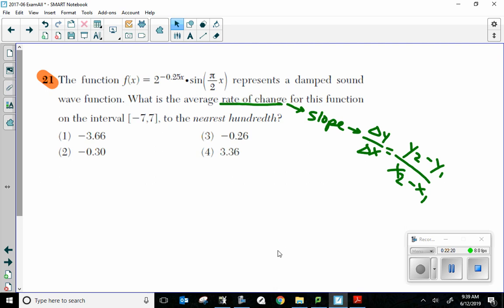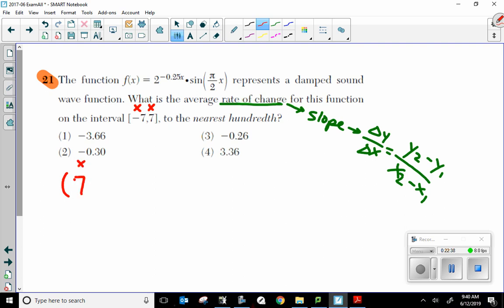The average rate of change for this function in this interval from negative 7 to 7. These are both x values, okay? From when x is negative 7 to when x is 7. So what they did, in fact, let me write it this way. What they did is they gave us, when x is 7, we need a y, don't we? And they said when x is negative 7, we just need to find our y's.